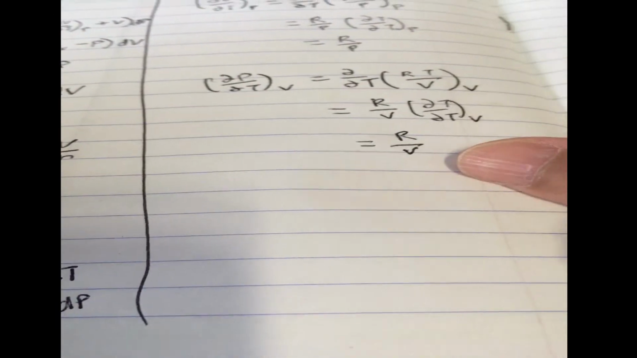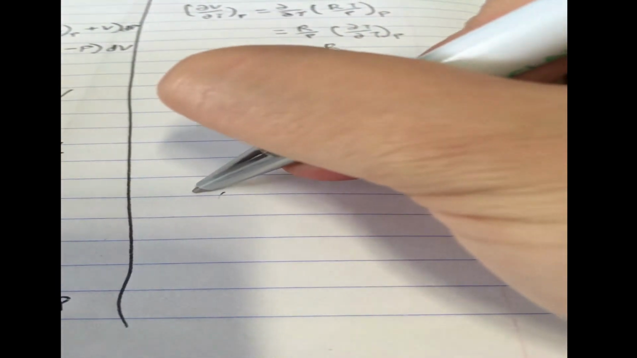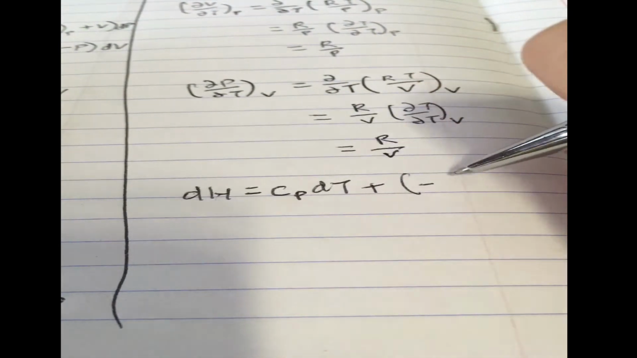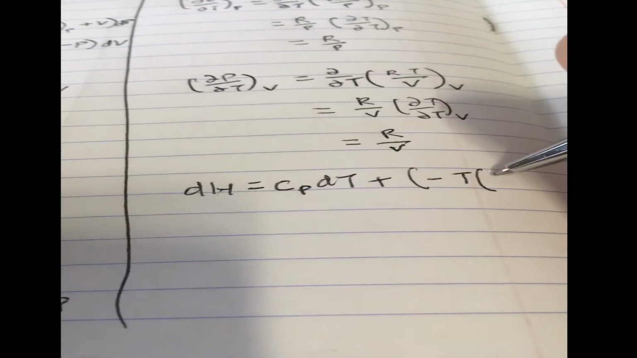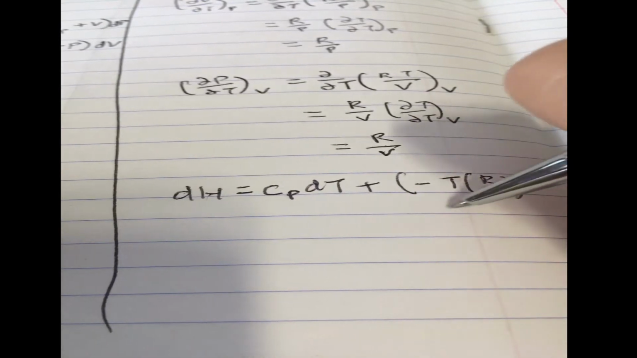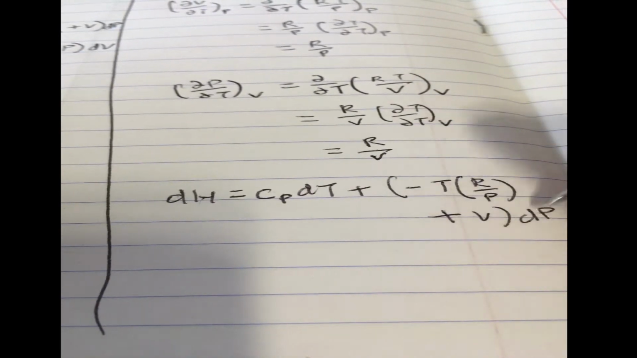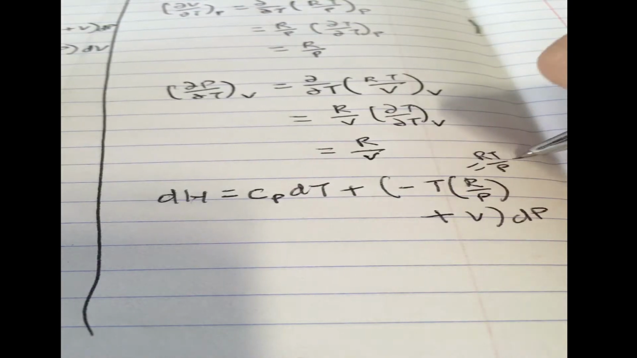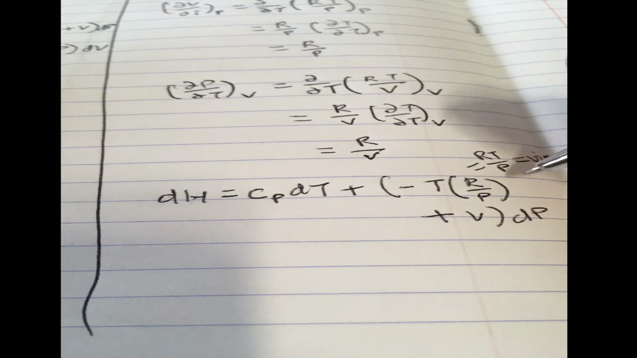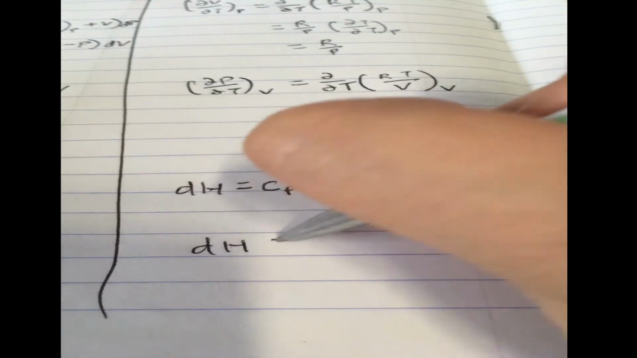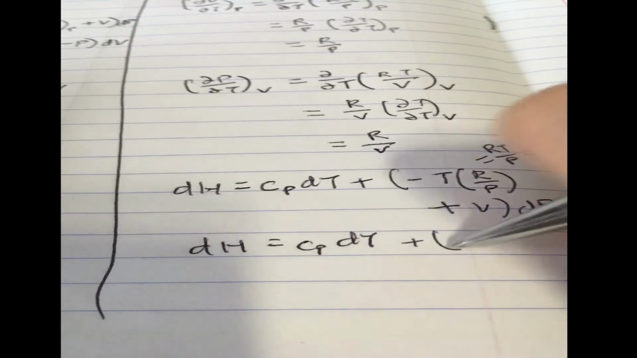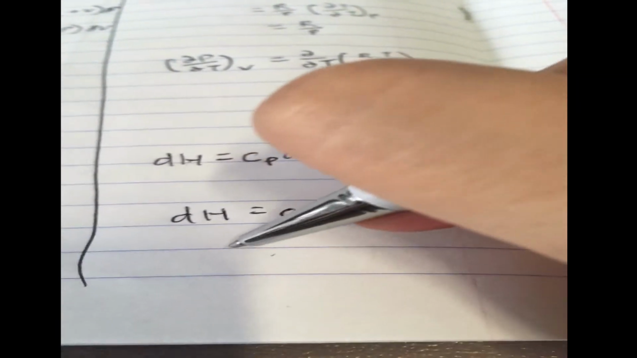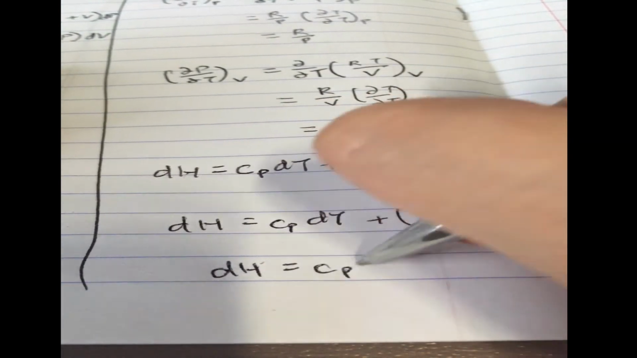And so we can substitute that back into our equations. dH equals Cp dT plus minus T times R over P, plus a volume here, dP. Well, this is actually RT over P, and that is just the ideal gas volume. So essentially what we are saying is dH equals Cp dT plus volume minus volume dP. That's how people get dH equals Cp dT.